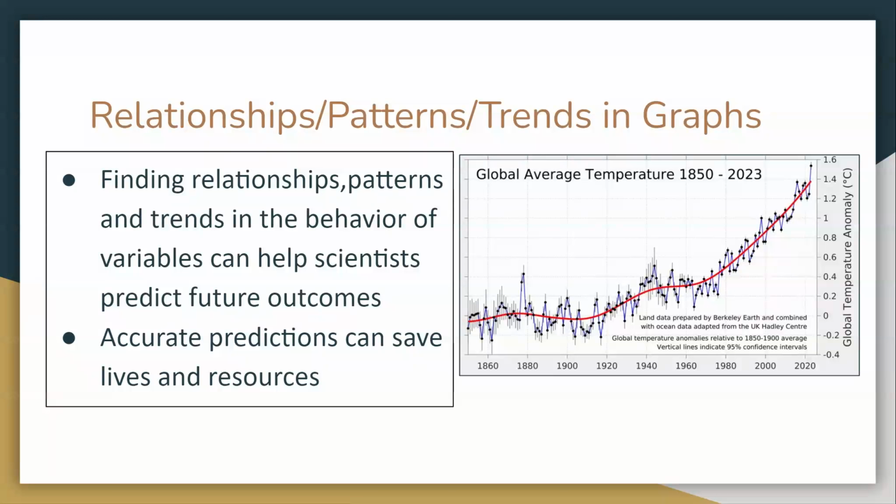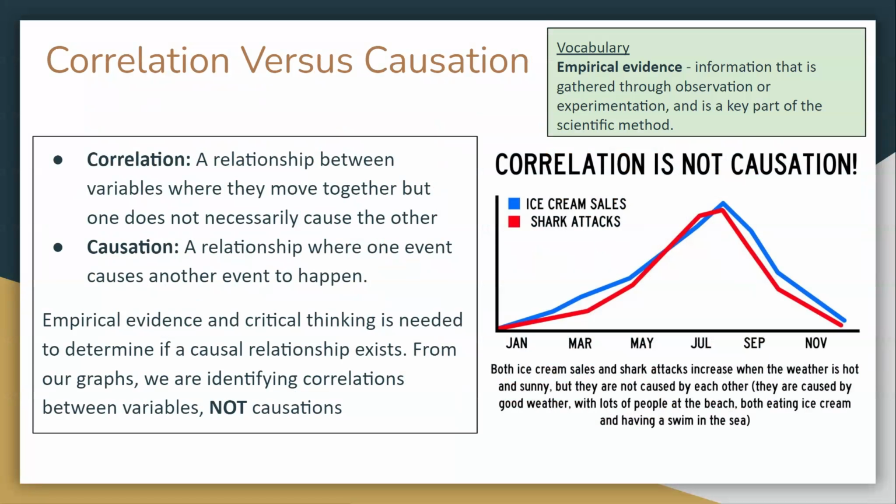Because graphs can be used by scientists to look at patterns or trends within the graphs, and those patterns and trends that are being noticed can help scientists make future predictions, and this can even save lives or resources. For instance, this is showing the global average temperature over time, and based on the previous pattern of it increasing, we can predict that the temperatures will increase, and that's why scientists are trying to come up with solutions to global warming currently. Now, remember, correlation does not mean causation.